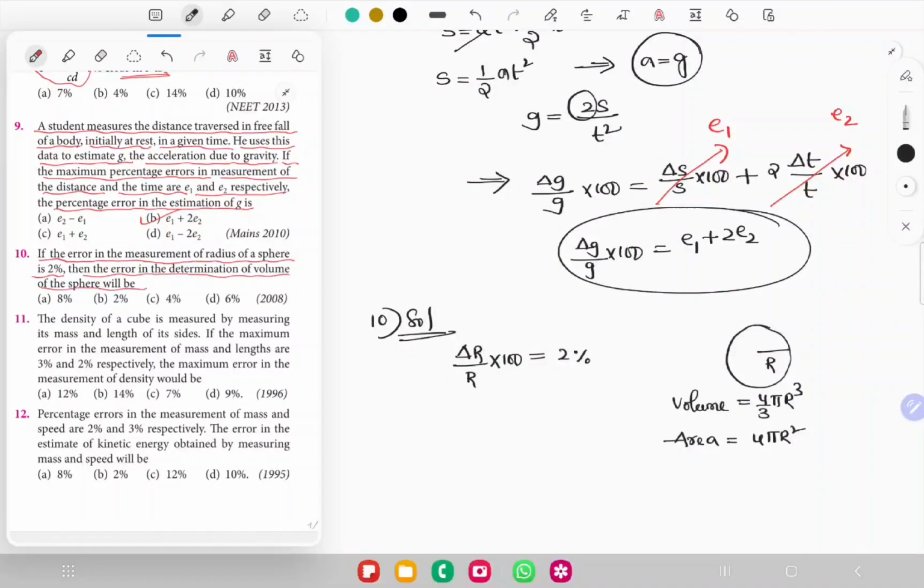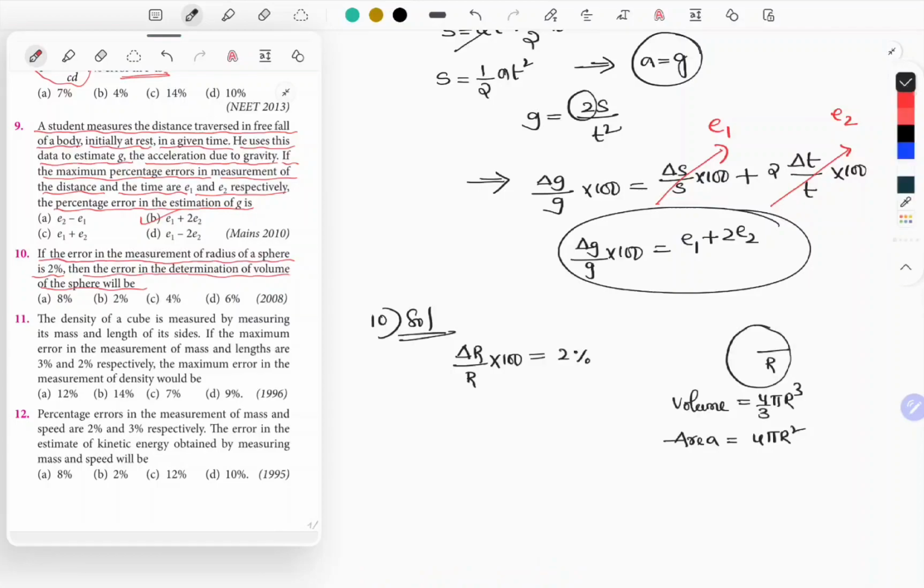Determination of volume of the sphere. Okay, we already know the formula. Look at this. What's the formula of volume of the sphere? 4 by 3 pi r cube. Use this formula and try to answer. Volume is equal to 4 by 3 pi r cube.